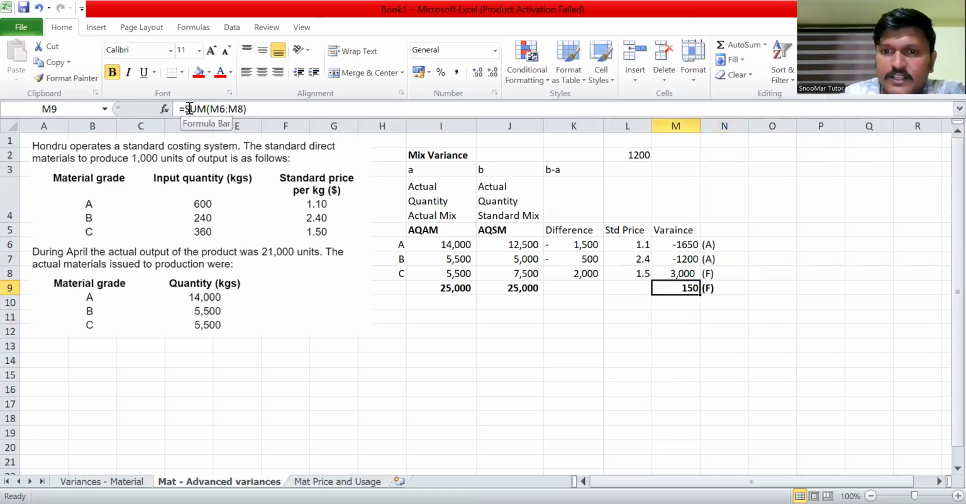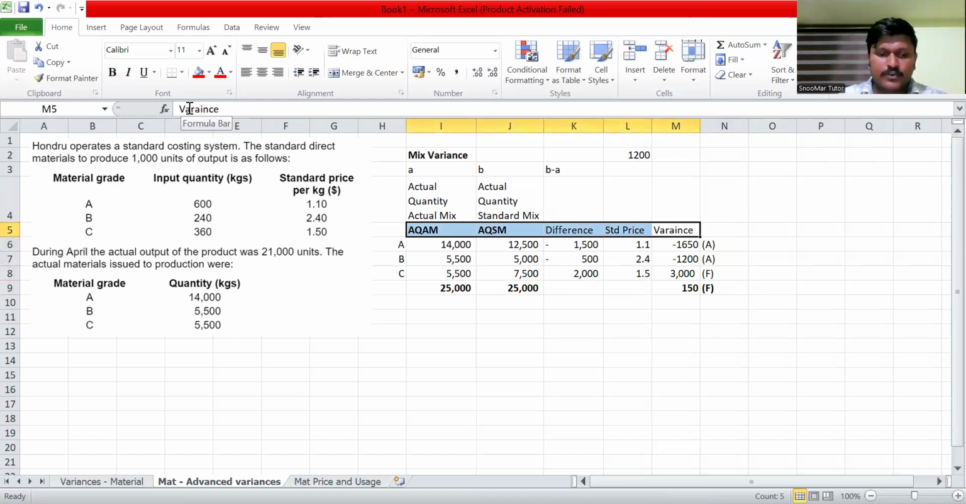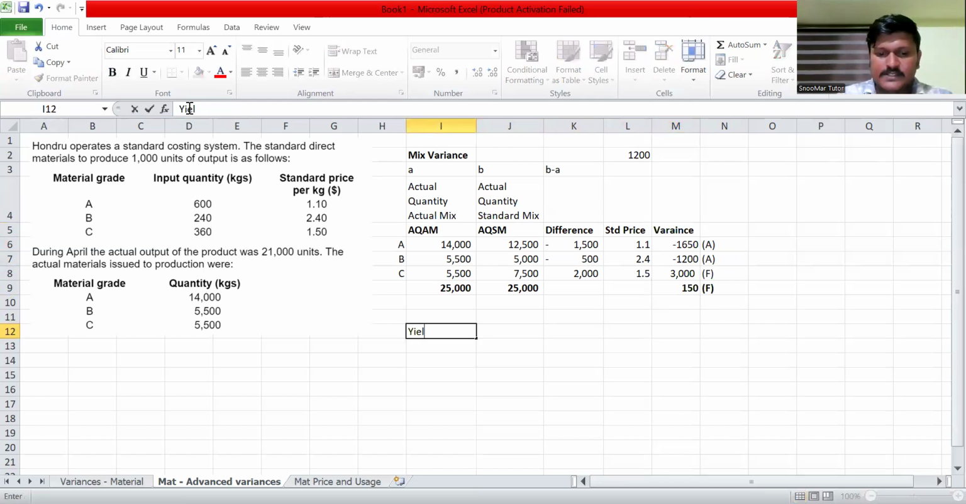So you are calculating a mix variance. What you need to follow is this particular approach of the table, which will have AQAM, AQSM, difference, standard price multiplied by the difference, and you will get the variance. So if I am looking at the total mix variance, it is 150 favorable for this particular problem. Now let's consider the other one, which is your yield variance.